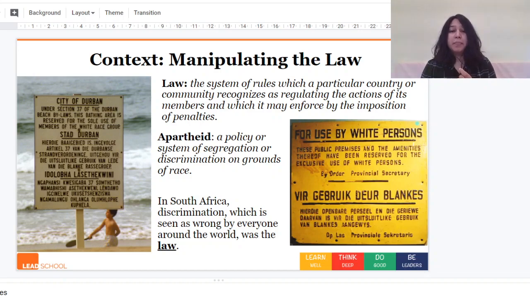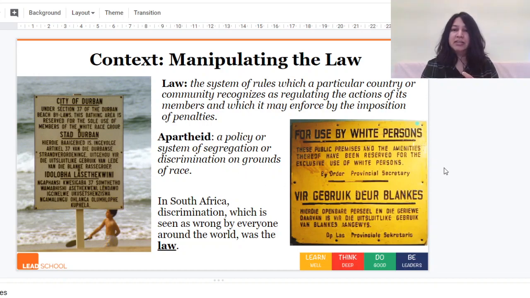And when we look at apartheid, which was a policy in South Africa until pretty recently, it's a policy or system of segregation or discrimination on grounds of race. So apartheid was actually the law. So if you see these signs, this one, City of Durban, under section 37 of the Durban Beach bylaws, this bathing area is reserved for the sole use of members of the white race group. So by law, only white people could enter this beach.